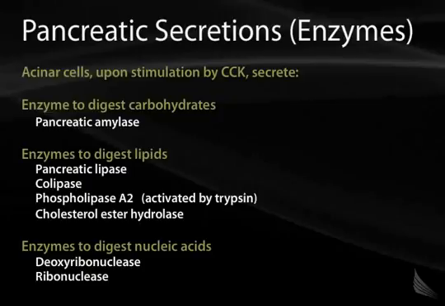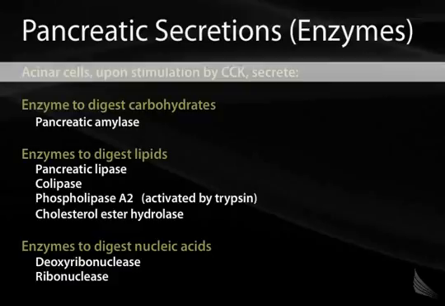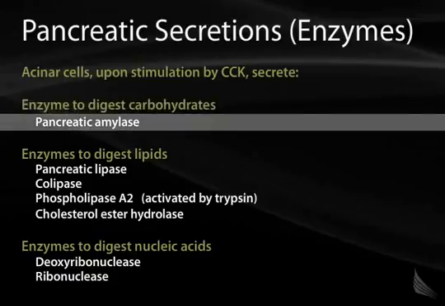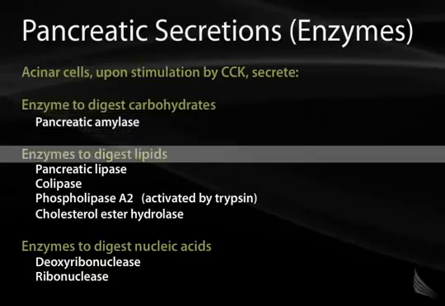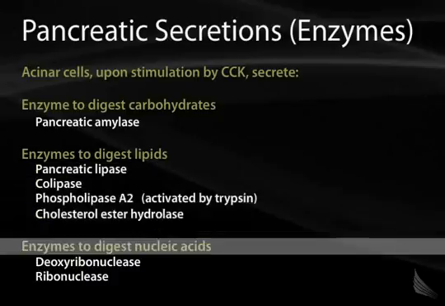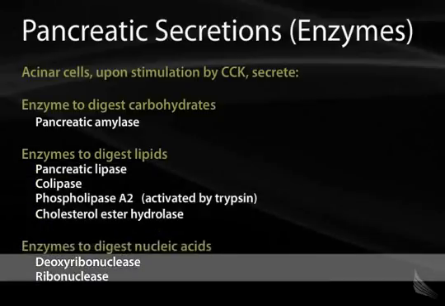As we mentioned in the peptide and hormones section of this module, acinar cells in the pancreas, upon stimulation by cholecystokinin, secrete enzymes to digest carbohydrates. This enzyme is pancreatic amylase. They also release enzymes to digest lipids. These are pancreatic lipase, colipase, phospholipase A2, which is activated by trypsin, and cholesterol ester hydrolase. They also secrete enzymes to digest nucleic acids, namely deoxyribonuclease and ribonuclease.